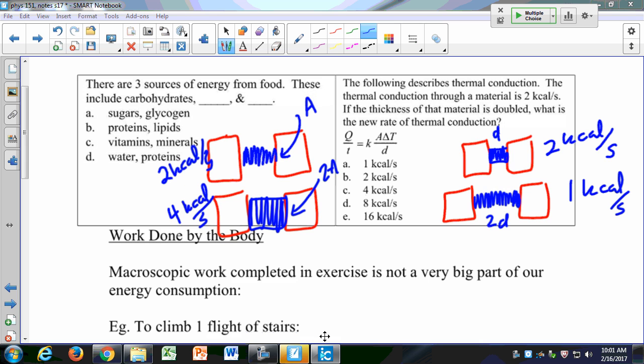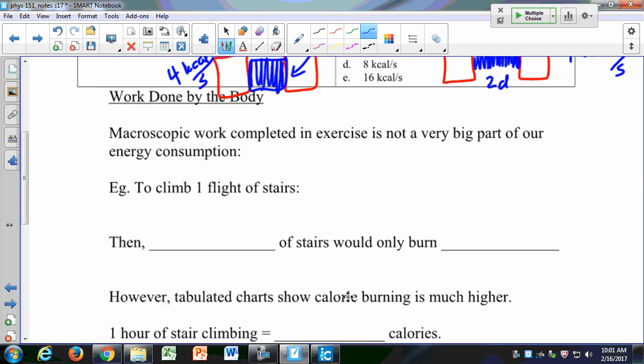All right. Let's look at work done by the body. So this has to do with macroscopic work. Remember, we talked about microscopic and macroscopic. And macroscopic largely means big motions that you do with the body. So for example, if I wanted to know the energy required to climb one flight of stairs, well, those are big steps, aren't they? If a person goes up the stairs, their gravitational potential energy is going to change by a certain amount.